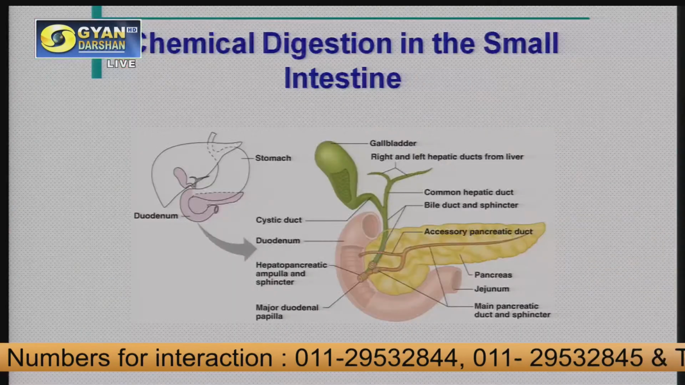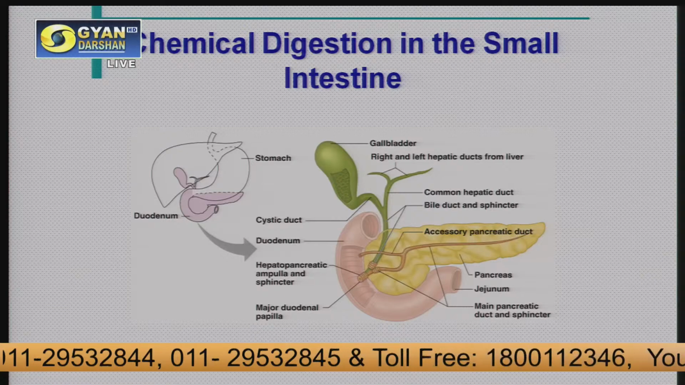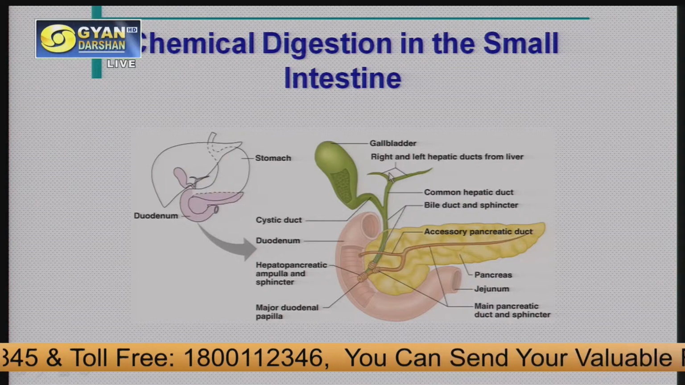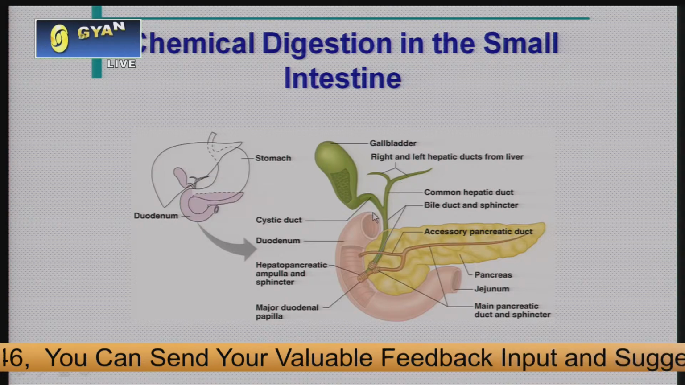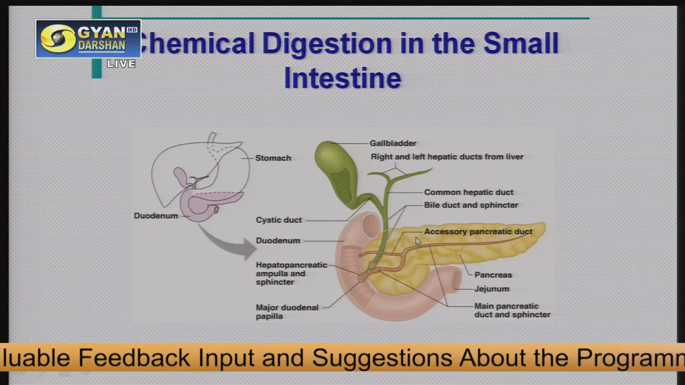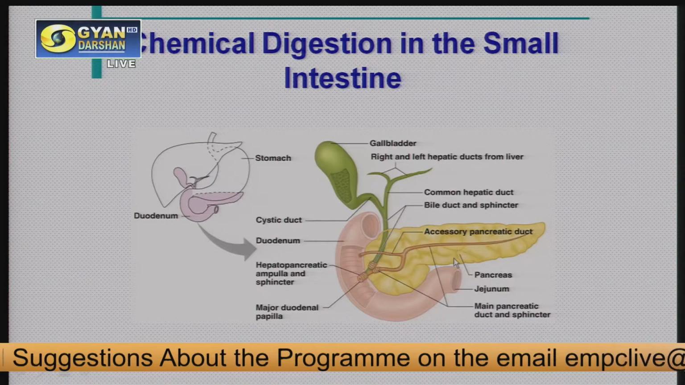Then we come to the chemical digestion in the small intestine. Now this particular metabolic process is very important. Now here you can see in the figure that the gallbladder is there, as I mentioned about gallbladder. Then there are right and left hepatic ducts from the liver. Then there is a common hepatic duct. And then you can see, in the pancreas, there is this accessory pancreatic duct which is going there. And this is the pancreas.